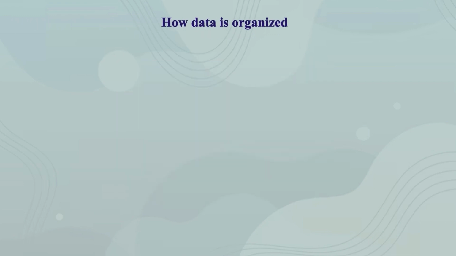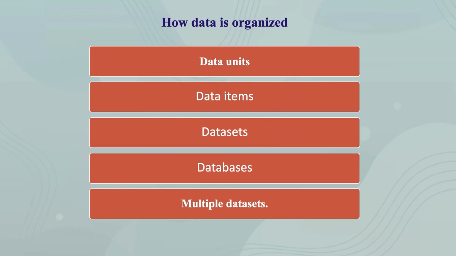So how is this data organized? Data can be organized in data units, a single entity such as a person or business that data is collected about. What are data items? Characteristics of data units, such as height, income, or country of birth. And what is a data set? A structured collection of data that is usually associated with a specific body of work. And what is a database? An organized collection of data that is stored as multiple data sets.